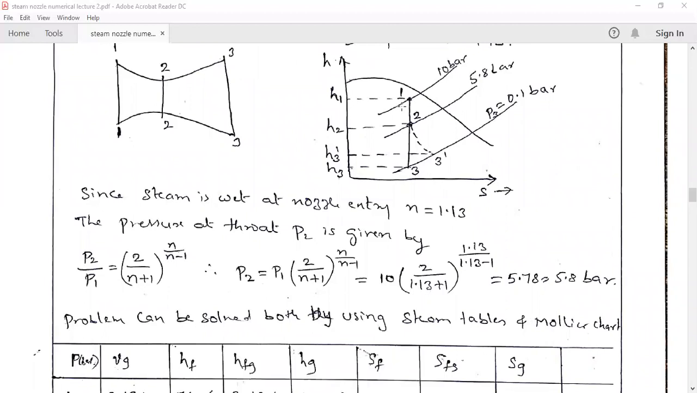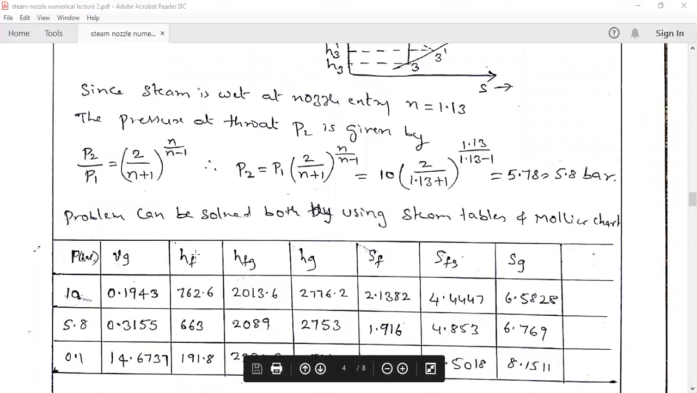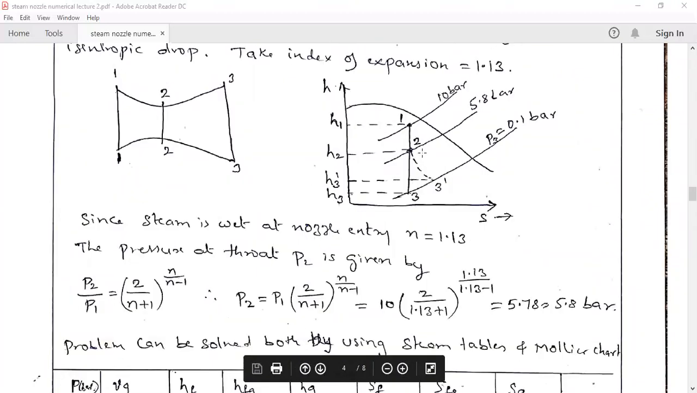Now, first thing you need to do is open the steam table and note down all these values: the specific volume, hf, hfg, hg, sf, sfg, sg for all the three pressures obtained. That is the entry pressure, 10 bar, then the pressure at the throat, 5.8 bar, and the exit pressure, 0.1 bar. We need to notice here that from 1 to 2, 2 to 3, complete from 1 to 3, the process is isentropic. That means S1 equals S2 equals S3.